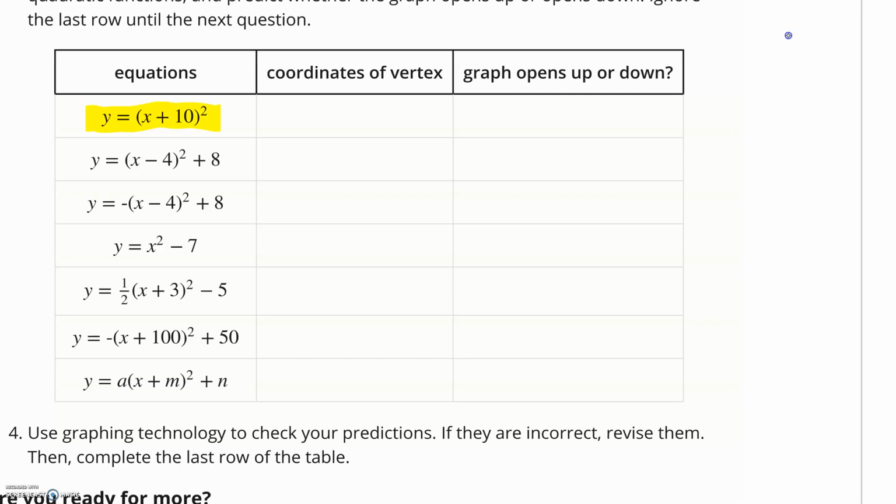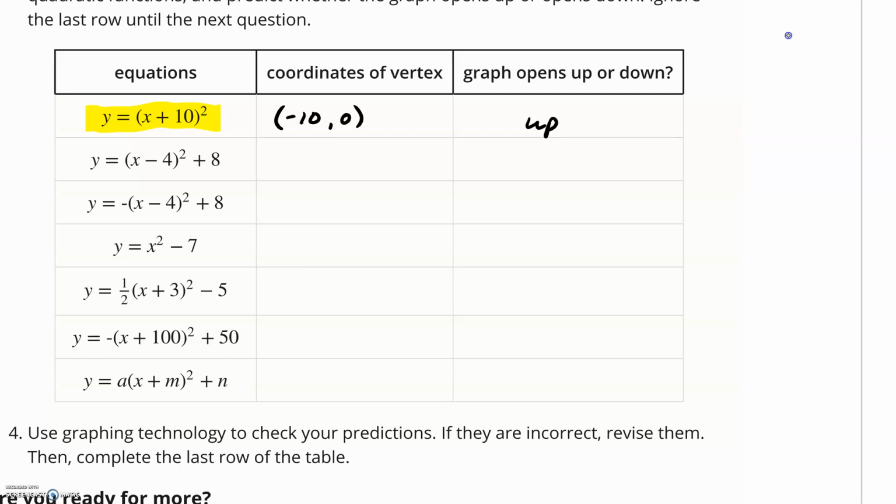The x plus 10, the quantity squared. Well, what x value makes inside the parenthesis 0? Well, that would be a negative 10, so that's the x value of my vertex. What value is added on the outside? Well, there's nothing. We could put a plus 0. So the 0 is the y value of my vertex. Does this graph open up or down? Well, in front of the parentheses, there's no negative sign, so it's positive, so this one opens up.